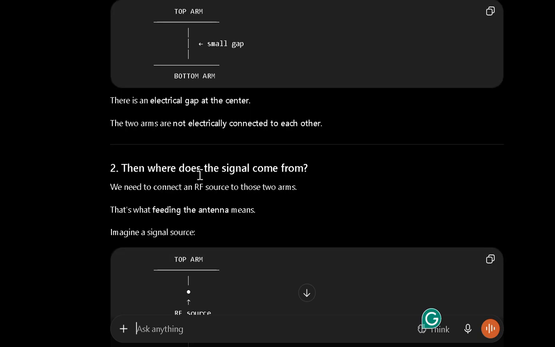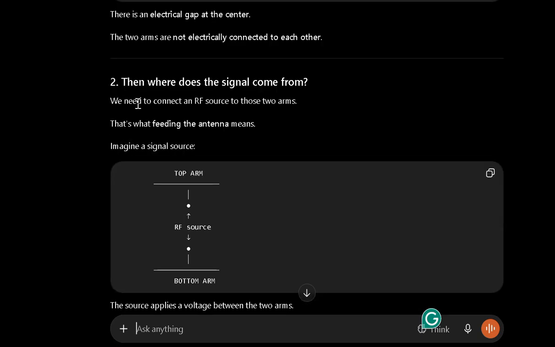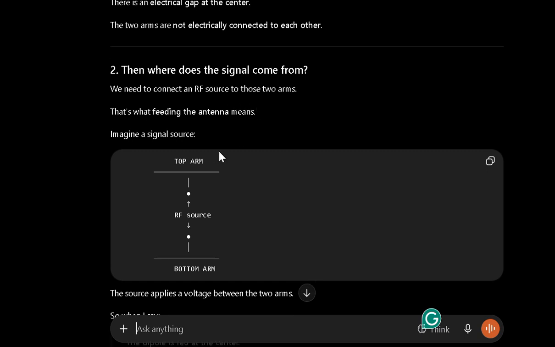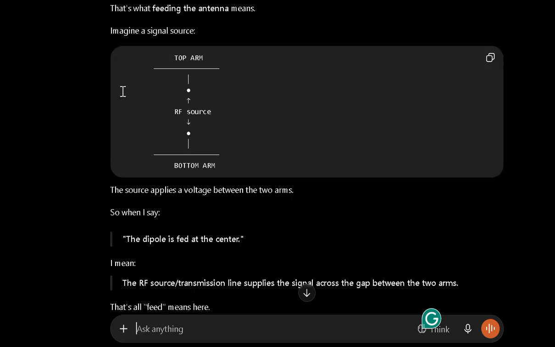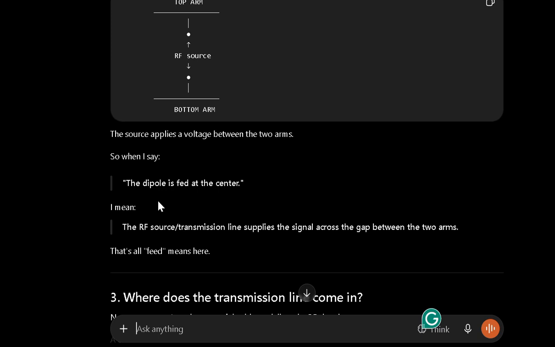There is a gap. Then where does the signal come from? We need to connect the RF source to those two arms. That's what feeding the antenna means. Imagine a signal source. The source applies a voltage between the two arms. So when I say the dipole is fed at the center, I mean the RF source or the transmission line supplies the signal.